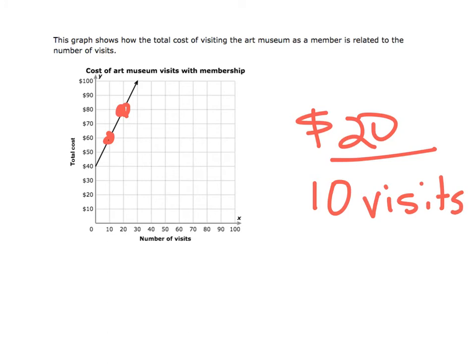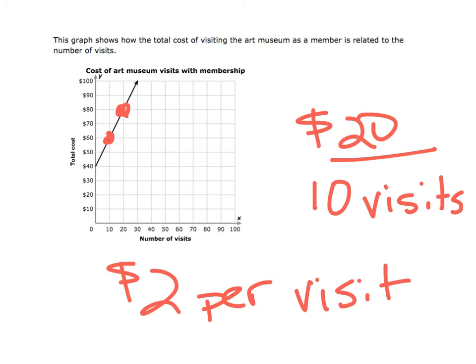Okay, so then when I do my unit rate, well, if I have 20 divided by 10, oh, now we see that it actually is $2 per visit. But you cannot assume that it's 2 just because it goes up 2 and over 1. You always have to look at what we call here your scale. If your boxes are going up by 1s, 5s, 10s, you have to pay attention to that in your graphs.